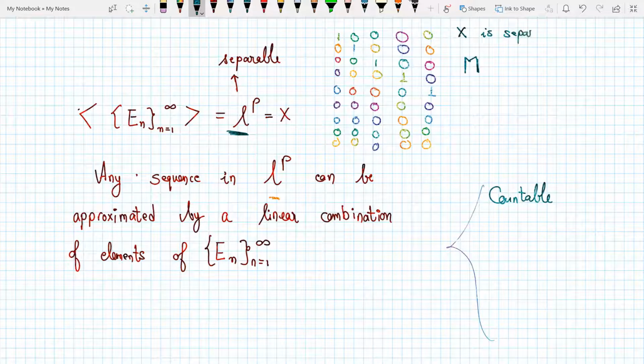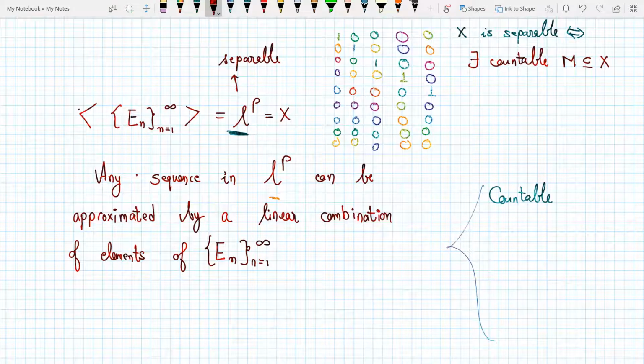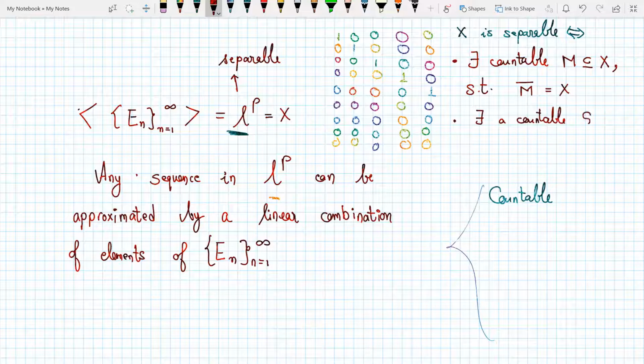if and only if there exists a countable M which is a subset of X such that the closure of M is equal to X. And this is the first definition. The second definition, you can also say that there exists a countable S which is a subset of X with the span of S equal to X. So this is my definition of separability. I can say that X is separable if I can find either one of these two cases.